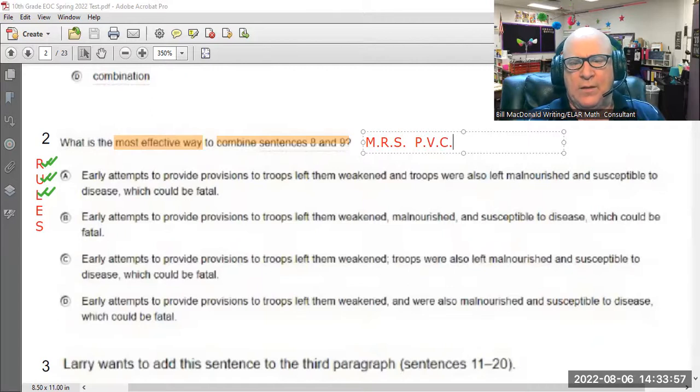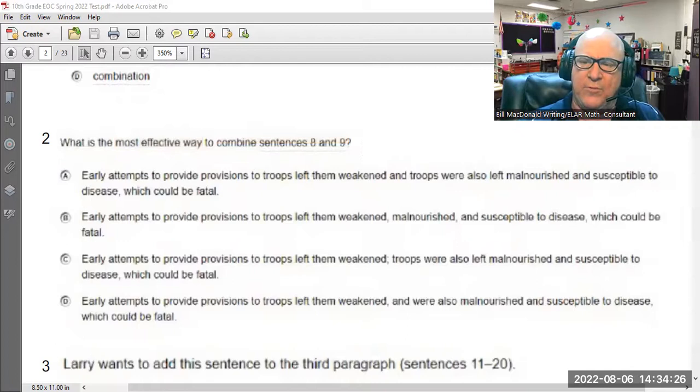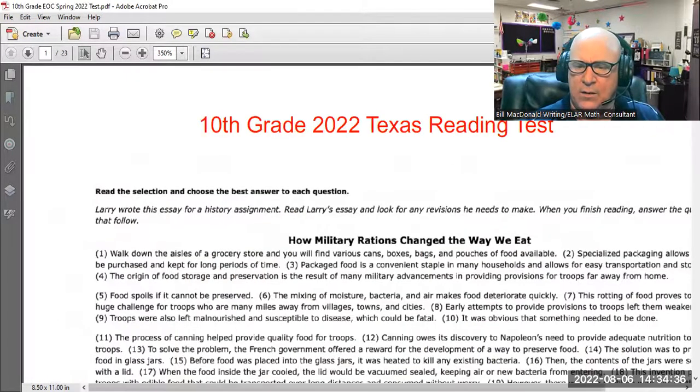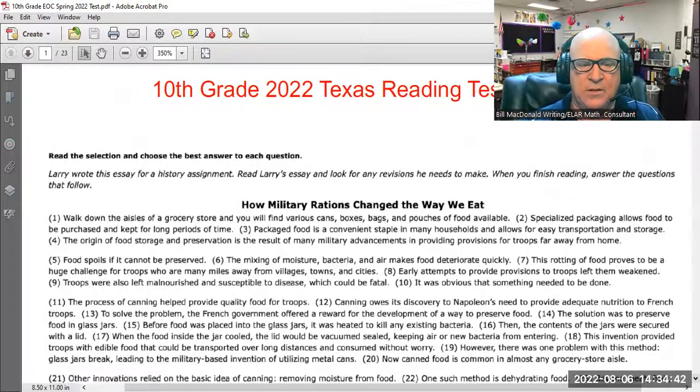So now that we've labeled here, and again, because on my test, I don't have the questions side by side with the passage, I have to go kind of back and forth. So I'm going to clear my drawings. Just know that I did my strategies. And again, your kids would have those in the note section. So we'll look at sentences 8 and 9. There it is in the second paragraph.